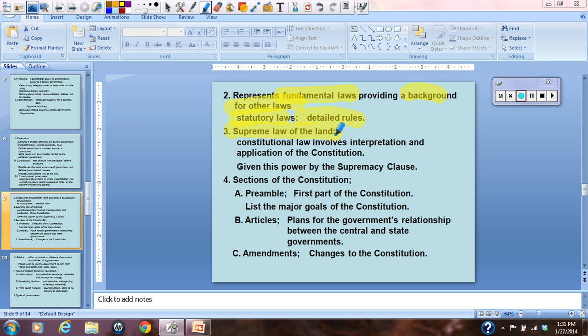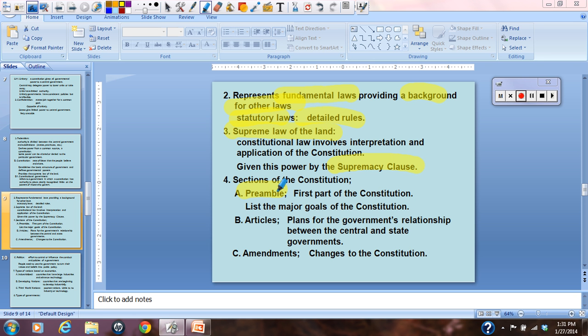Now, why is the Constitution the supreme law of the land? Good, because of the supremacy clause. All right? The Constitution is the supreme law of the land because of the supremacy clause. Or Santa Claus in a Superman outfit. Well, it's not up and away. It's ho, ho, ho! Whatever you like. Okay?